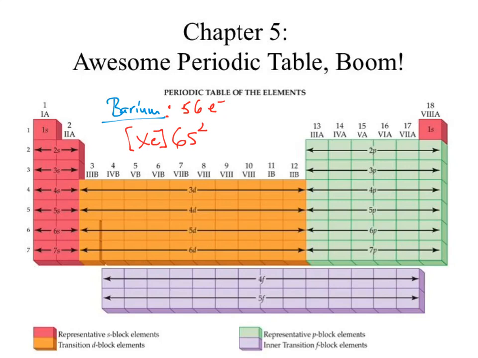What happens when we move to our inner transition metals? How many columns do we have? I thought it was 14. 1, 2, 3, 4, 5, 6, 7, 8, 9, 10, 11, 12, 13, 14. 14 columns within our inner transition elements. How many electrons can fit in an individual orbital? 2. So 14 divided by 2 gives us how many possible? 7 possible orientations for our F-type orbitals.